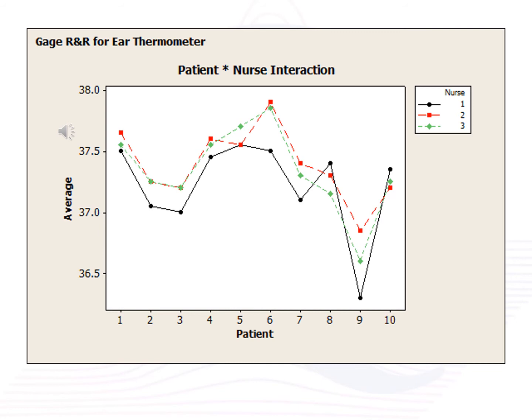We do see that nurse 1 has consistently found lower readings than the other two except for patients 8 and 10. Also, nurse 2 and 3 are very similar in their readings except for patient 9. These are situations that you might want to investigate.